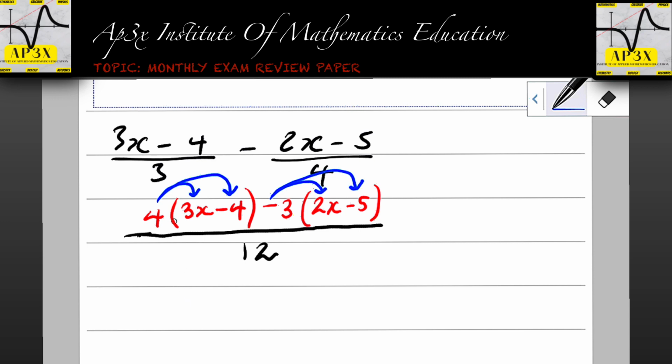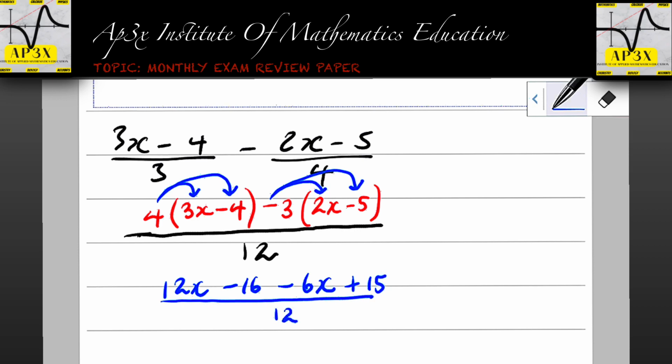So therefore, 4 multiplied by 3x is in fact 12x, and 4 multiplied by minus 4 is minus 16. Minus 3, here's this minus that's going to affect what is in the bracket. Minus 3 multiplied by 2x is minus 6x. And if you had used the previous method and you do not know what you're doing, you might end up, as opposed to having minus 3 times minus 5 being positive 15, with minus 15. And it is going to be all over 12.